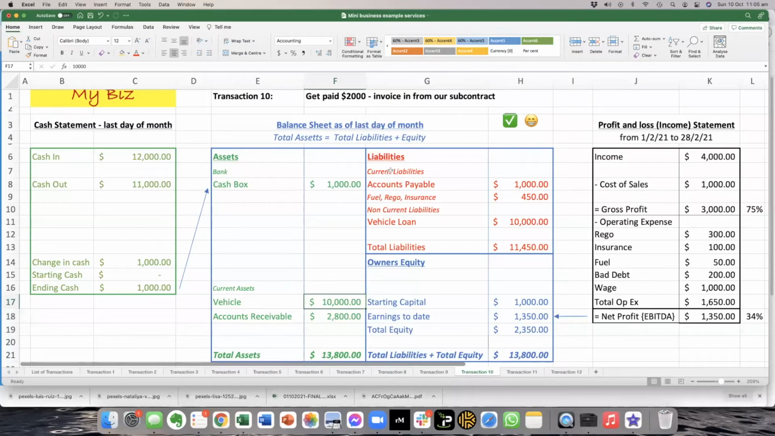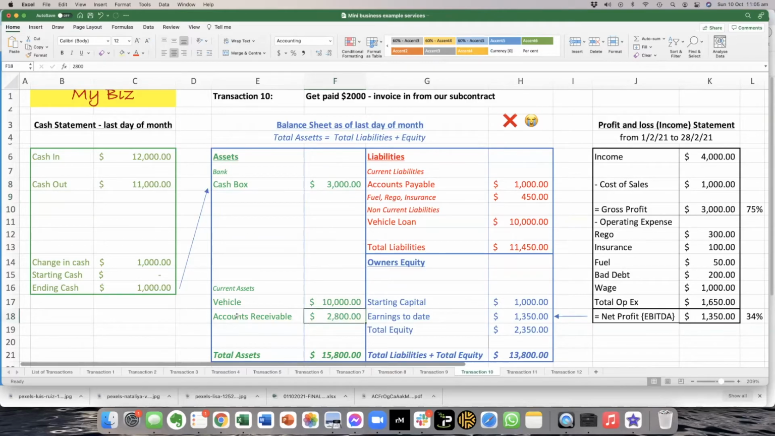Ooh, payday, transaction 10. We've been paid by some of our clients. We've had $2,000 come in from a variety of places. So how does that affect our financial statements? Now, cash coming in doesn't do anything to your profit and loss. Remember, it's got nothing to do with it, but it does have to do with the balance sheet and cash statement. So we've had 2,000 come into our cash box. So we go from 1,000 plus 2,000 gives us 3,000. And you'll see we're out of balance.